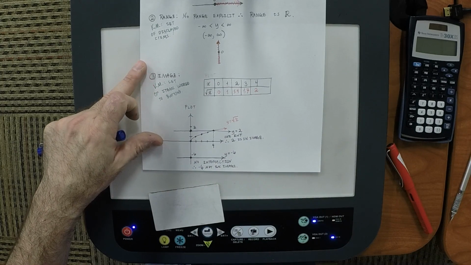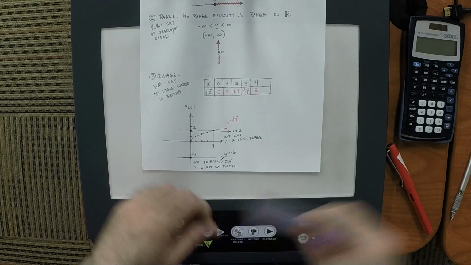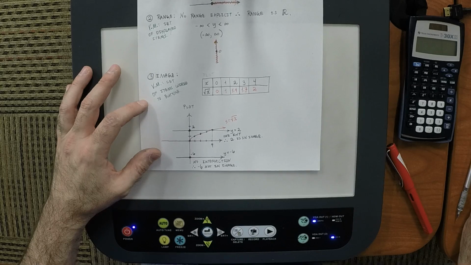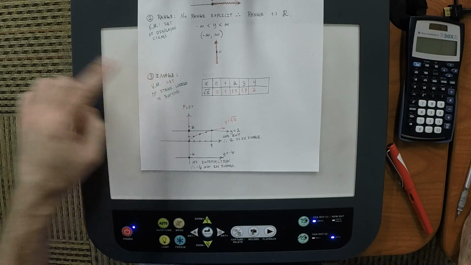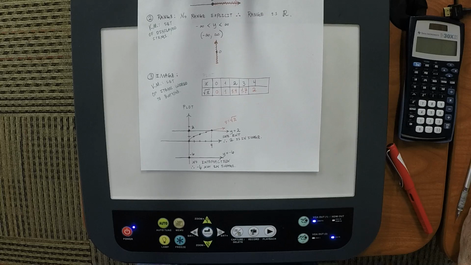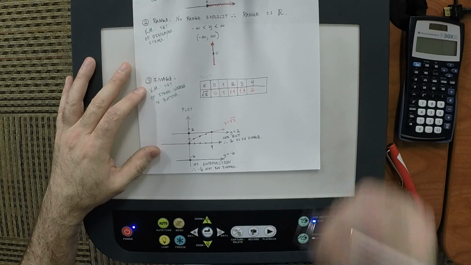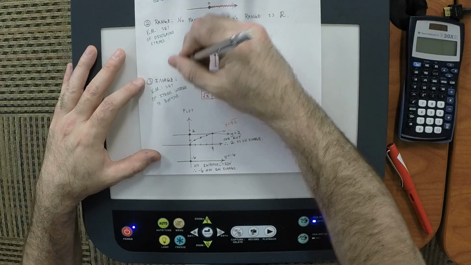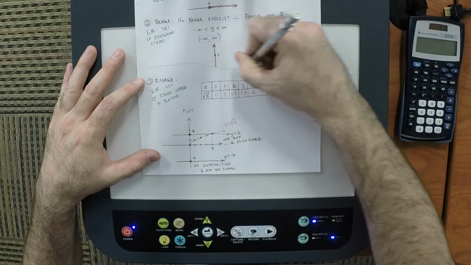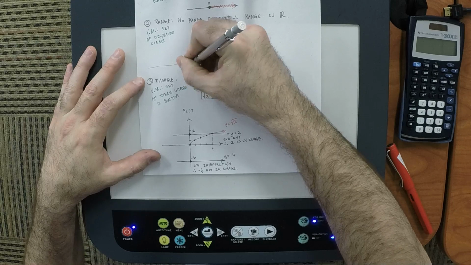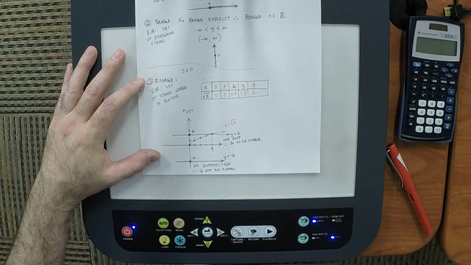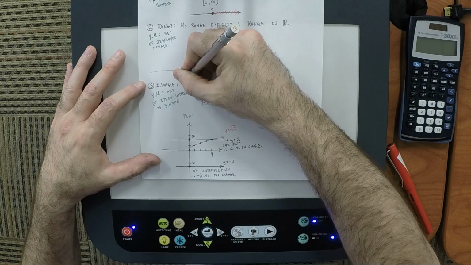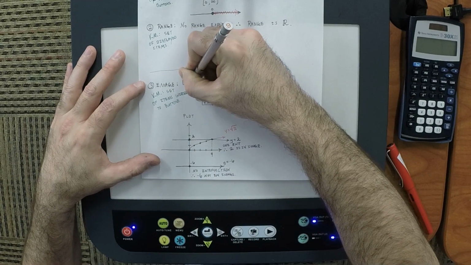As a result, you can tell me what the image is. Any number greater than 0. You left one out. And 0. So it's all of these, right? So that is to say the image is y greater or equal to 0, which you could write as an interval like this, 0 to infinity.